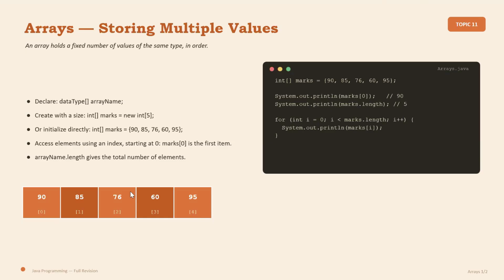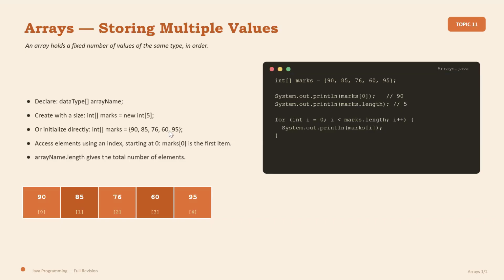So we can create an array with the fixed size. So that is the first one, data type. You can write int marks equal to new int of 5. Or we can directly initialize the array values. Okay, so think of an array as a row of boxes where each box stores one value.